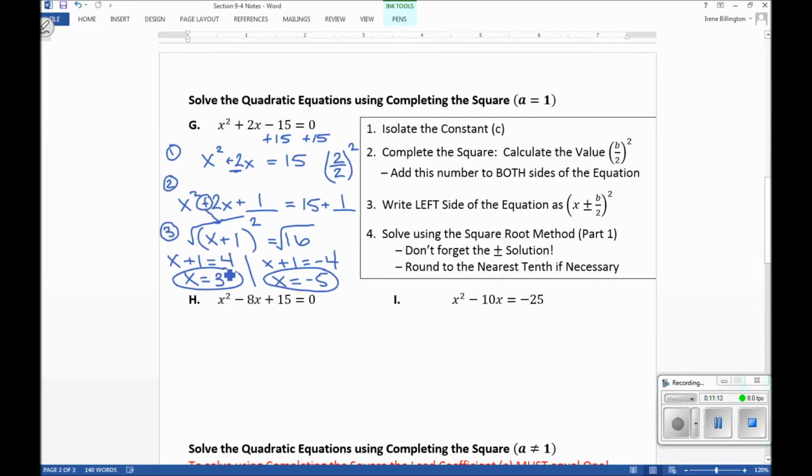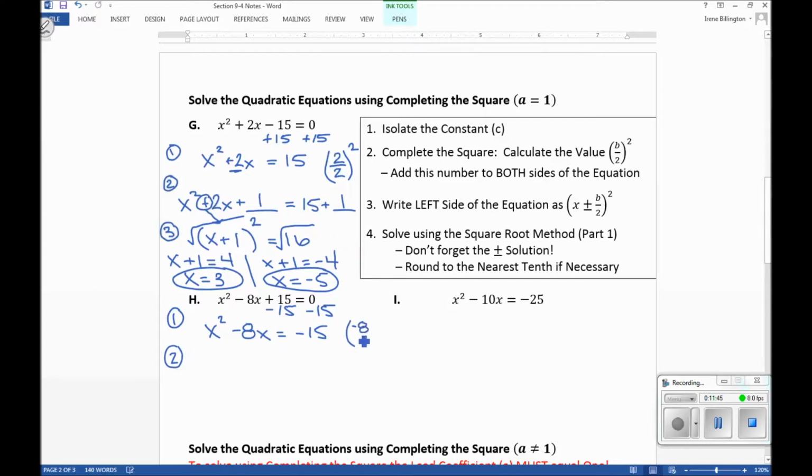All right, let's go through a couple more examples to make sure that we've got the hang of this. Example h, x squared minus 8x plus 15 is equal to 0. So, step 1 of completing the square is to isolate our constant. So we're going to subtract the 15 from each side. So we get x squared minus 8x is equal to -15.